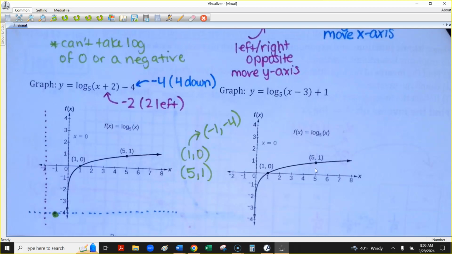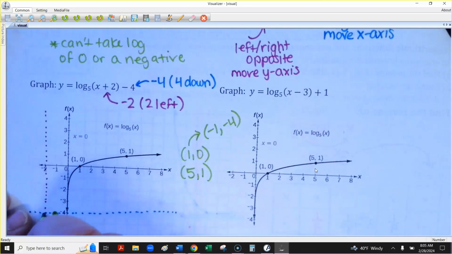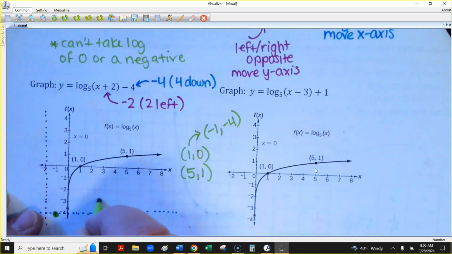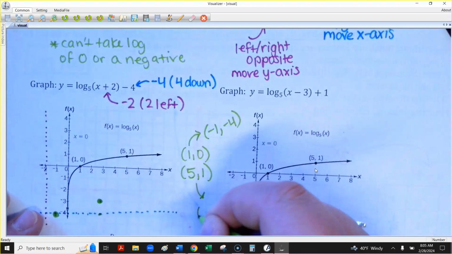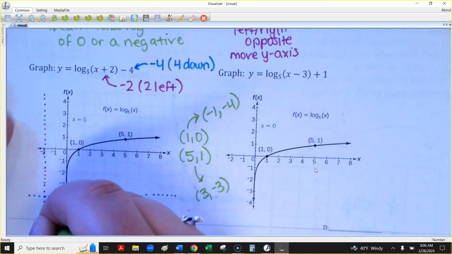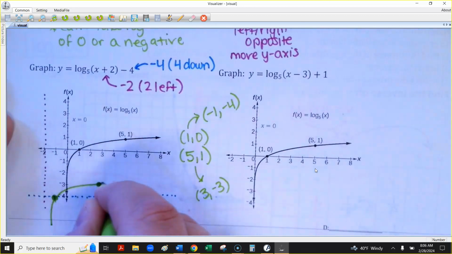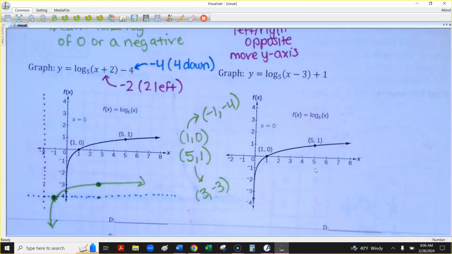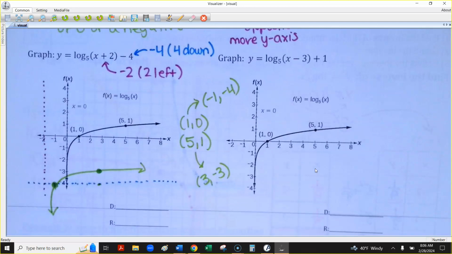Or you could just do it right on the graph. I think it's a little easier to just shift the x and y axis, pretend that's your new x and y axis, graph the point 1, 0, and then 5, 1. So starting with this as the origin, go over 1, 2, 3, 4, 5, and then up 1. So that would be the point 3, -3. I'm subtracting 2 from the x-coordinate, 5 minus 2 is 3. I'm subtracting 4 from the y-coordinate, 1 minus 4 would be -3. Now I'm going to draw that sideways J shape, and that would be the general graph for that equation.